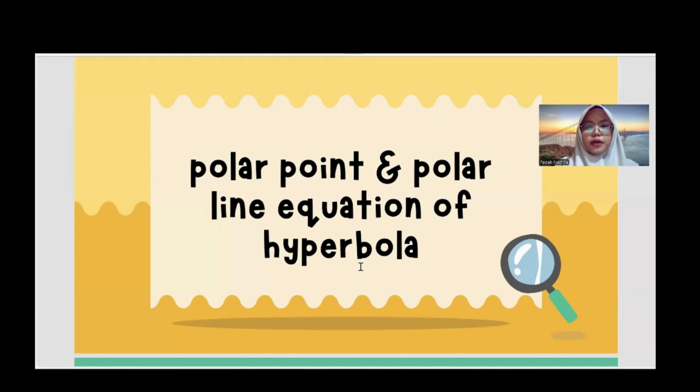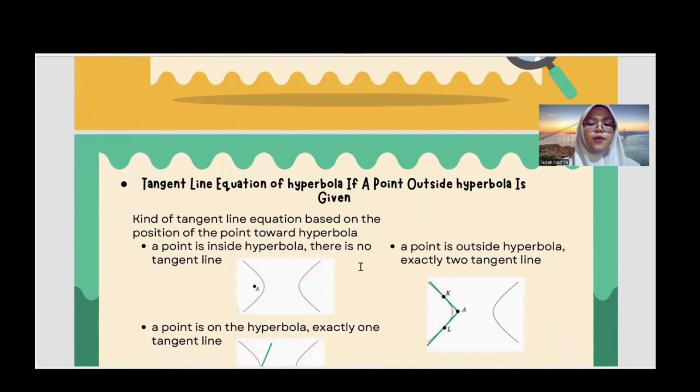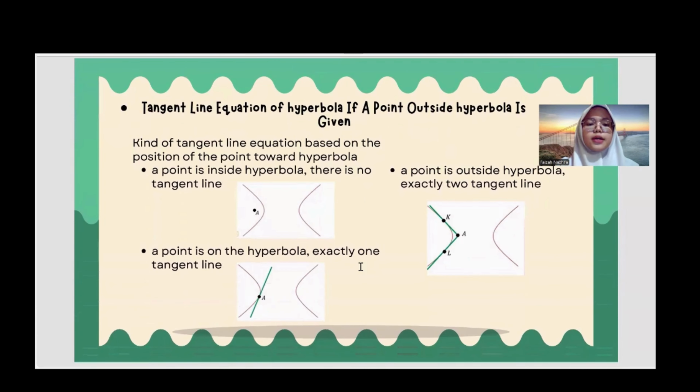Okay, our topic for today is polar point and polar line equation of hyperbola. In the previous meeting, we've already discussed the tangent line equation of hyperbola if a gradient is given, and also if a point on the hyperbola is given. And now we will continue our topic about the tangent line equation of hyperbola if a point outside the hyperbola is given.